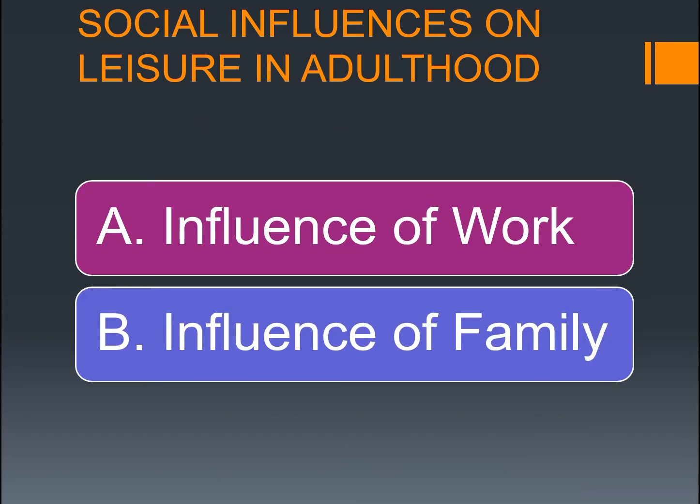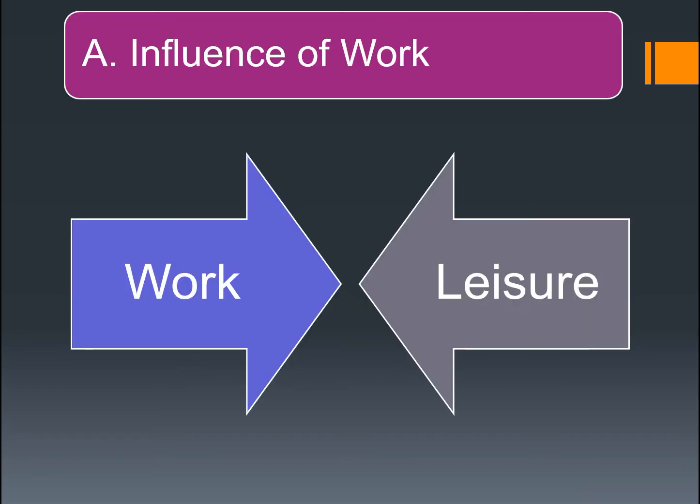So the major influences of leisure in adulthood are work and family. We will first speak about work. The relationship between work and leisure is reciprocal. It goes in both directions. Work influences leisure, and leisure influences work. You can think of a narrow definition of leisure, which doesn't include psychological constructs such as perceived freedom and enjoyment, but often we define leisure as discretionary time or activities done outside of work.